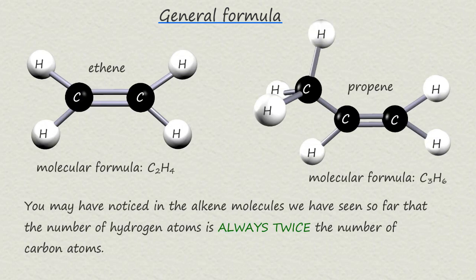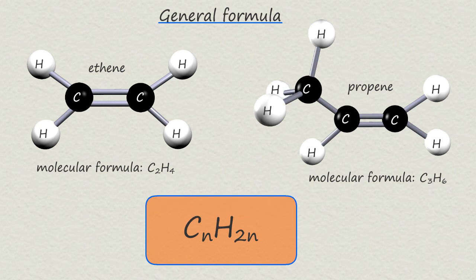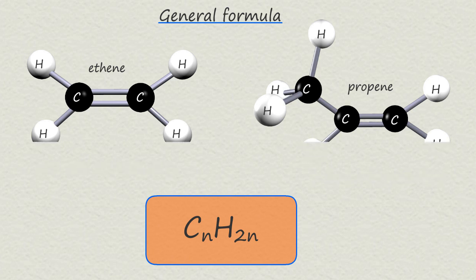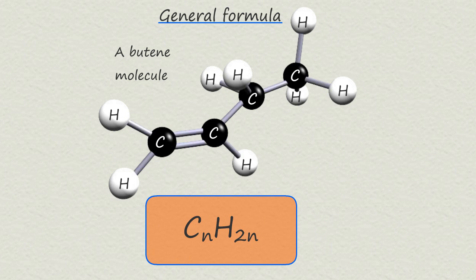In all the alkene molecules we have seen so far, the number of hydrogen atoms has always been twice the number of carbon atoms. Now this leads to a general formula for all alkene molecules of CnH2n, where n is simply a whole number. Now the next alkene molecule is butene.